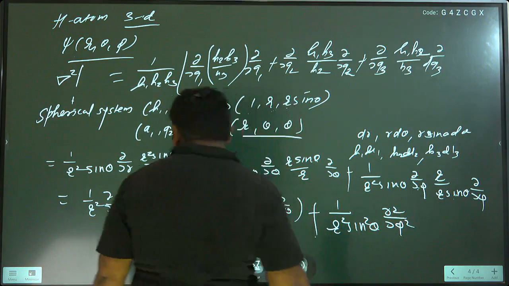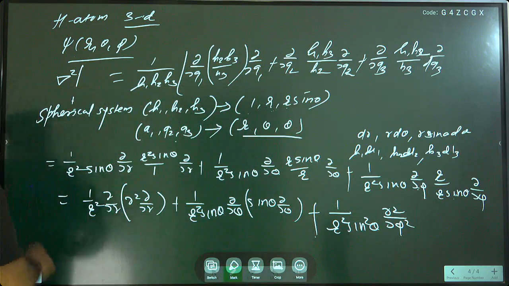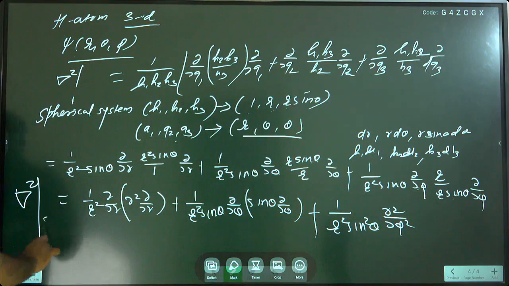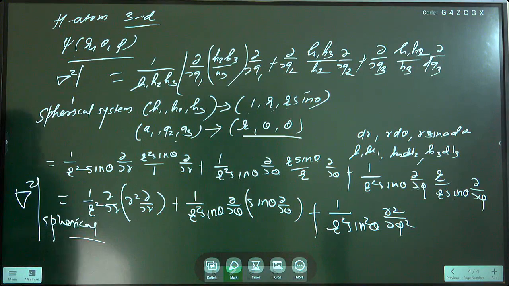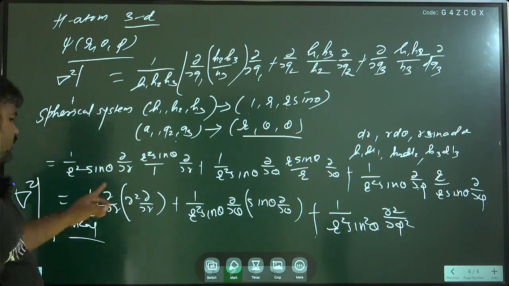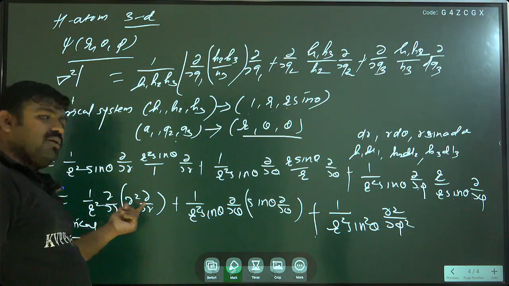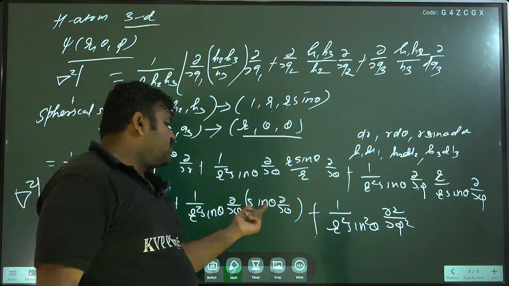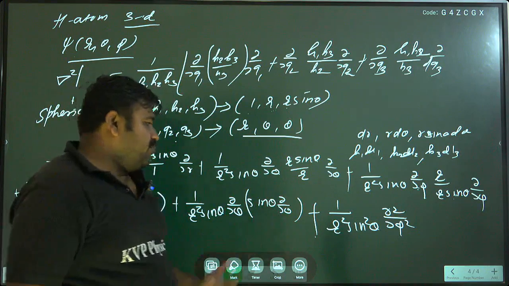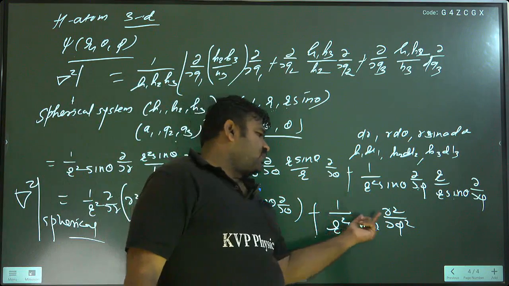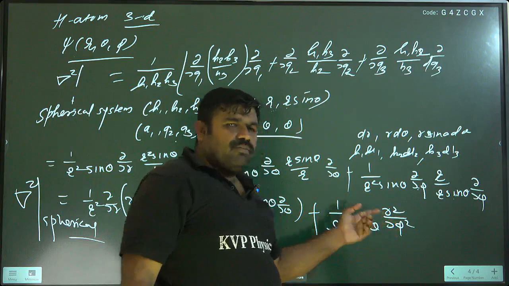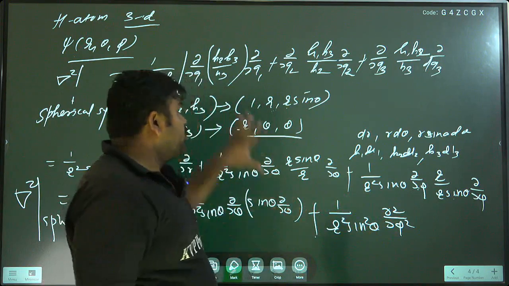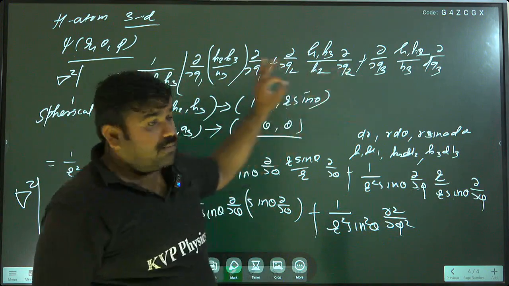Take it outside. Means what is the del square in spherical system? Del square in spherical system is how much? 1 upon R square ∂/∂R R square ∂/∂R, plus 1 upon R square sin theta ∂/∂theta sin theta ∂/∂theta, plus 1 upon R square sin square theta ∂²/∂phi². If you can memorize this, then no problem; there is no need to memorize this one.